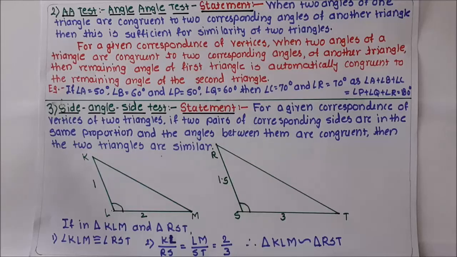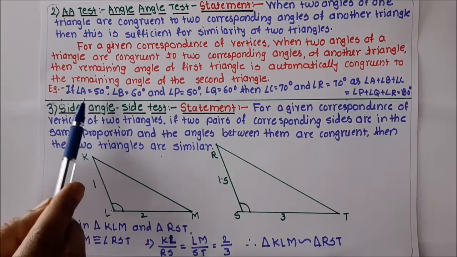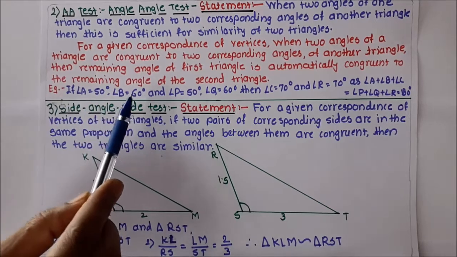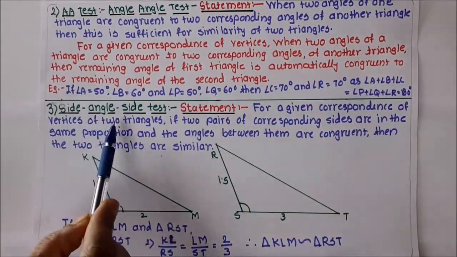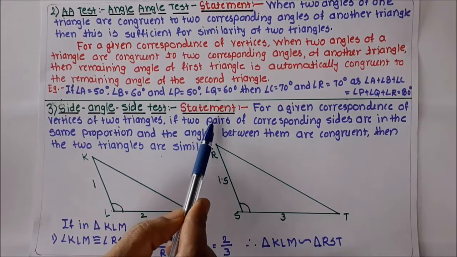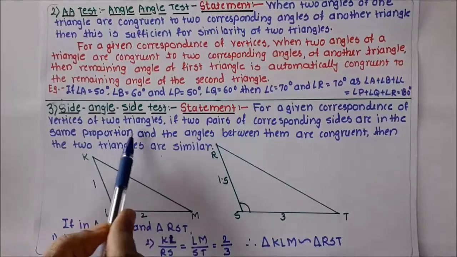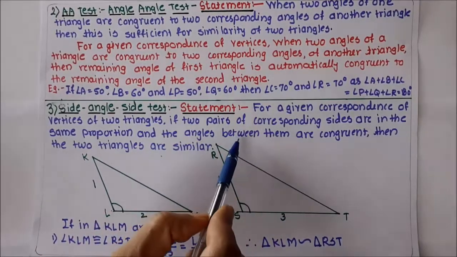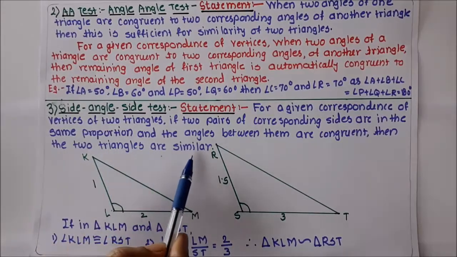Then the third test, that is the SAS test. Full form of it is side angle side test. Statement: for a given correspondence of vertices of two triangles, if two pairs of corresponding sides are in the same proportion and the angles between them are congruent, then the two triangles are similar.